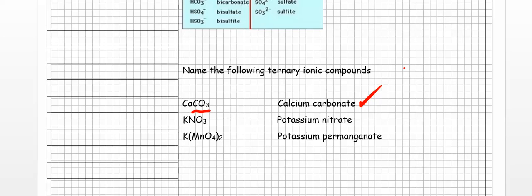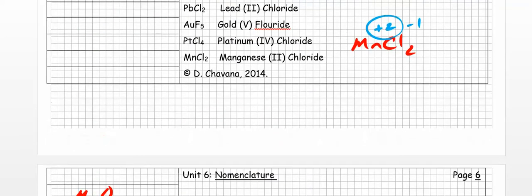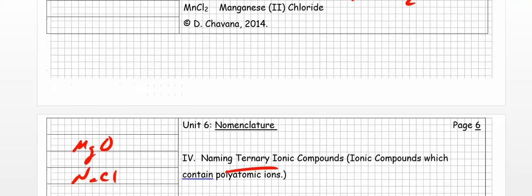Let's look at the next one. We have K, potassium, NO3. This NO3 part of it is a polyatomic ion. What's it called? Well, let's look at the polyatomic ion chart. Whoops, let's go down just a bit here.